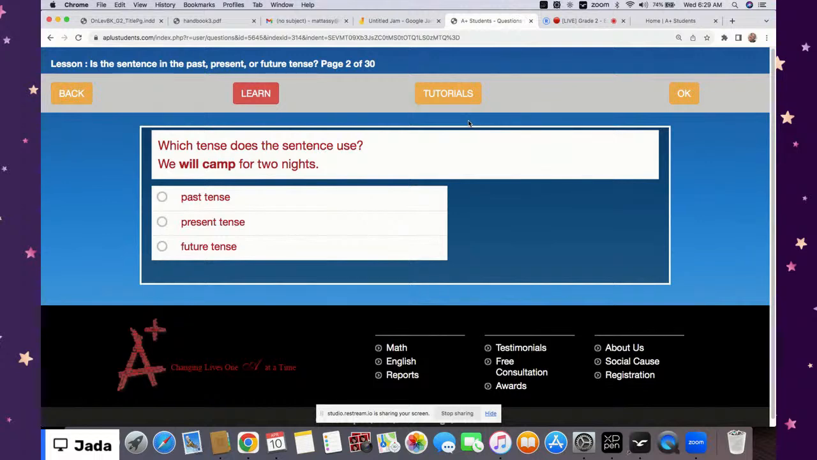What's your answer here? No, we will. It has the will there. Everyone, where are you? Send in your answers. I want you guys to interact in the class so that I'm certain that you understand this. We will camp for 2 nights. It has will there. So is it one, two, three? Which of them?